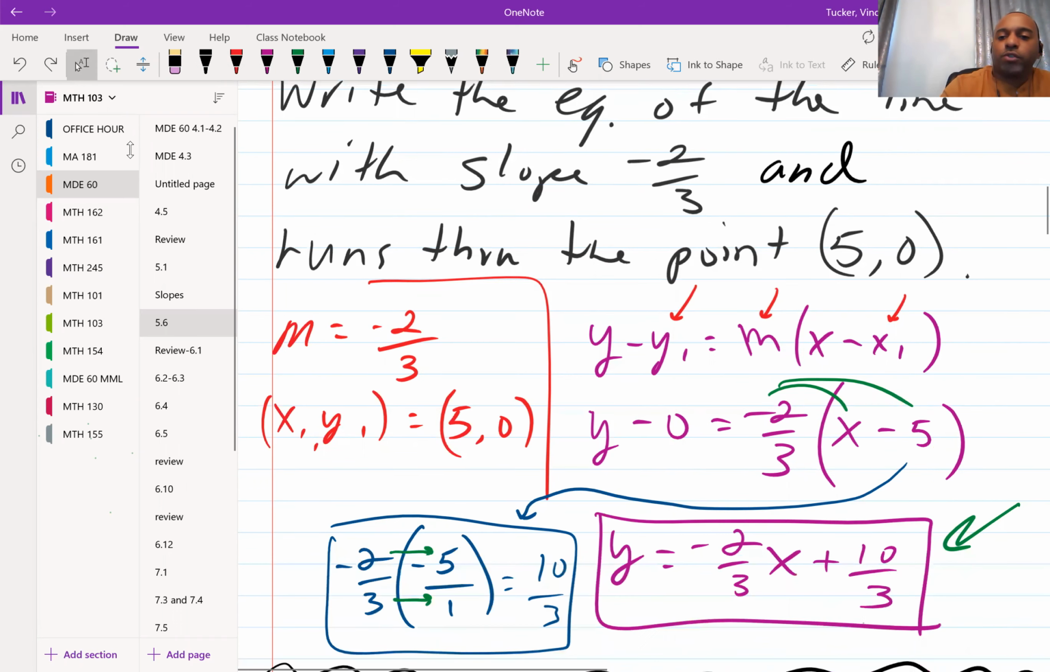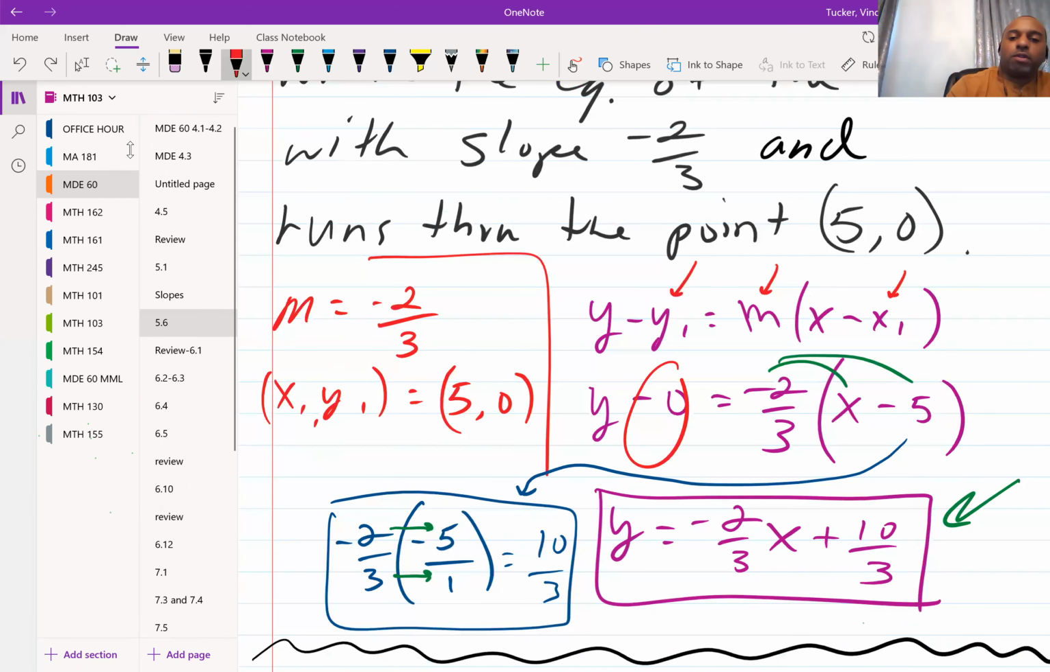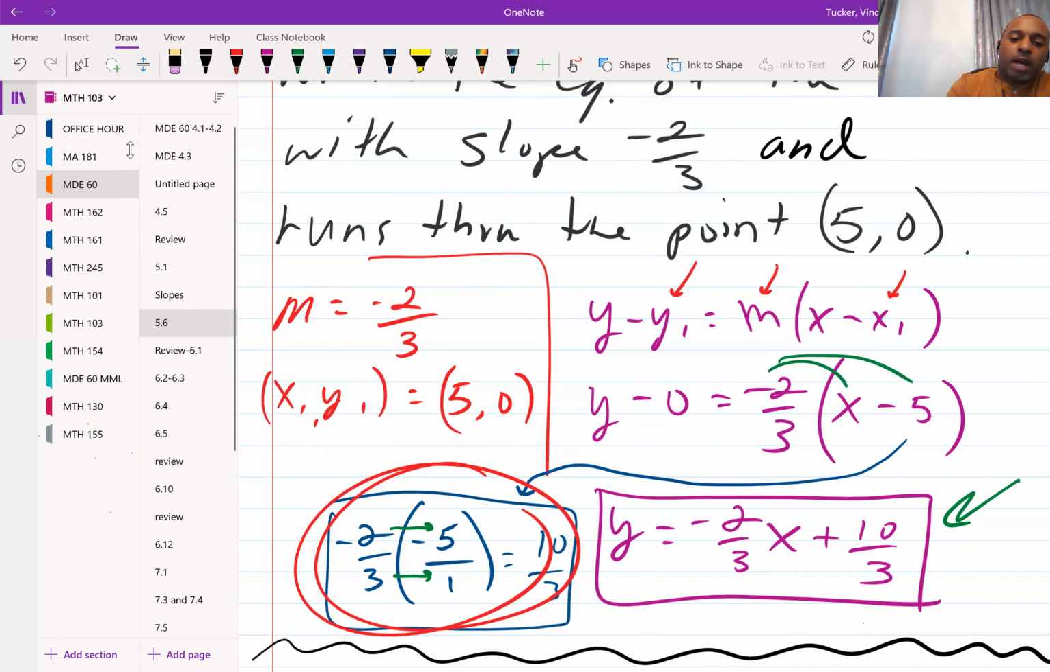All right, then we would distribute. So this y minus 0 is just y, so that's why it's just a y over here. And then we distribute the -2/3. -2/3 times x is -2/3 x. But then -2/3 times -5, I did the work over here. All we did was multiply across. -2 times -5 is +10. Down bottom, 3 times 1 is 3. So that's just 10/3 as our answer.